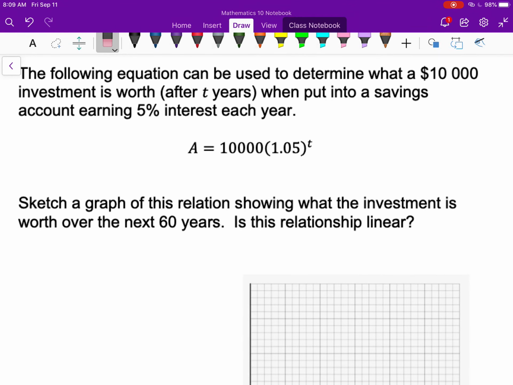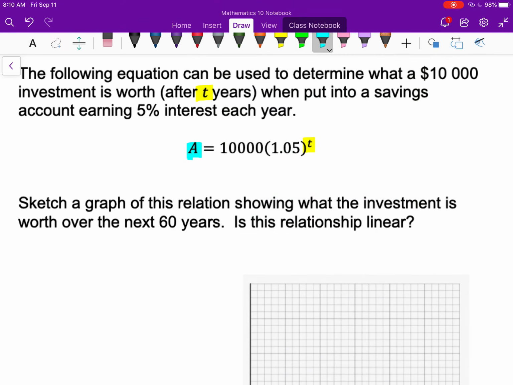is quite helpful to have a calculator with it. So I got a calculator here. So what's the setup here? It says the following equation can be used to determine what a $10,000 investment is worth after t years. So that t we see there is in the equation right there. That's the exponent. When put into a savings account that earns 5% interest per year. So I have an equation here where A stands for the amount of money you have after t years.